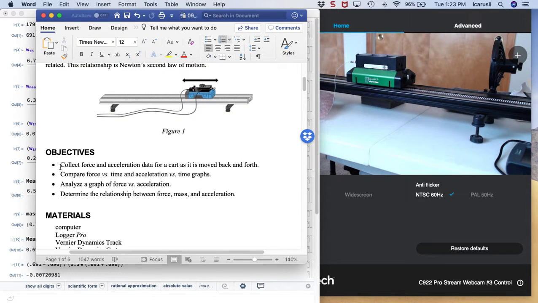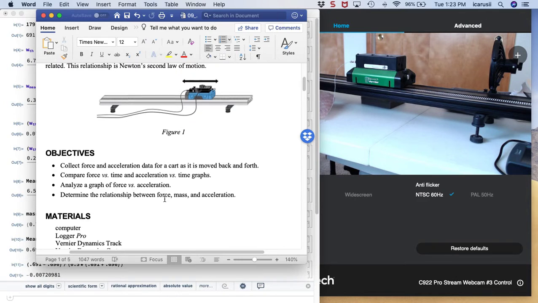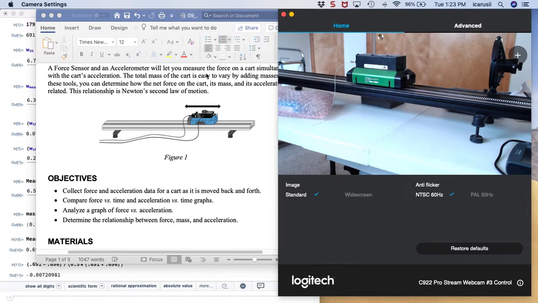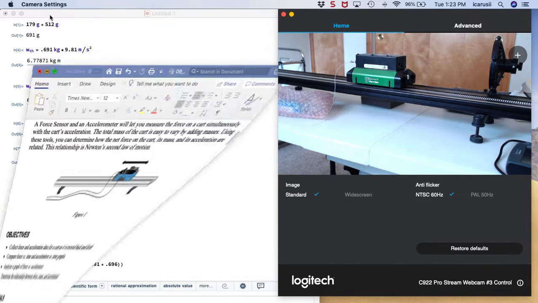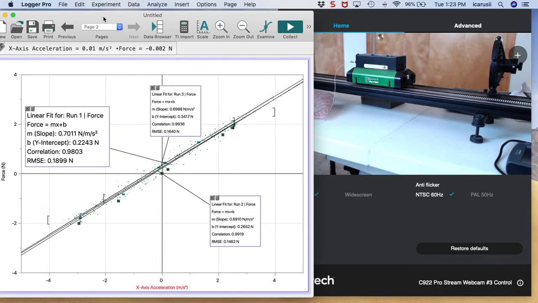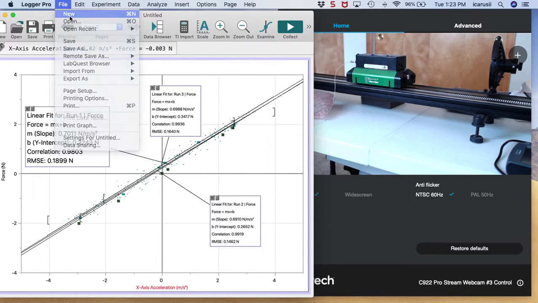The objective of the demonstration is to collect force and acceleration, compare the force versus time and acceleration versus time graphs, and analyze a graph of force versus acceleration to determine the relationship between force, mass, and acceleration. So this is my experiment, and here you have my demonstration. I'll get rid of this, and I am going to first bring up a Logger Pro sheet.